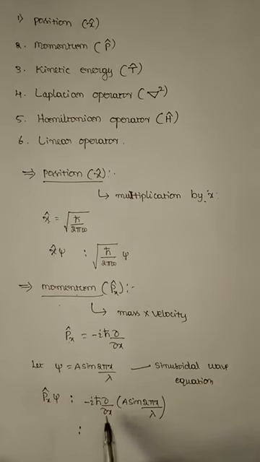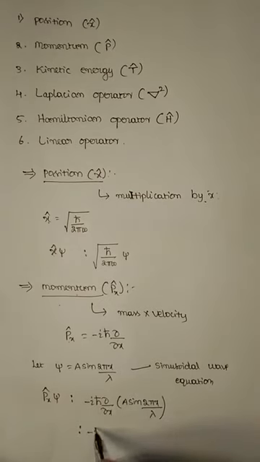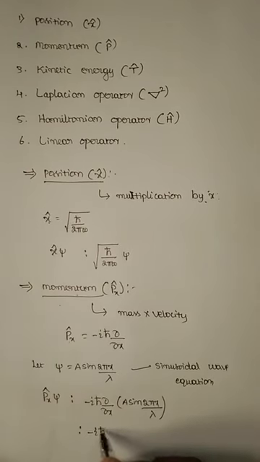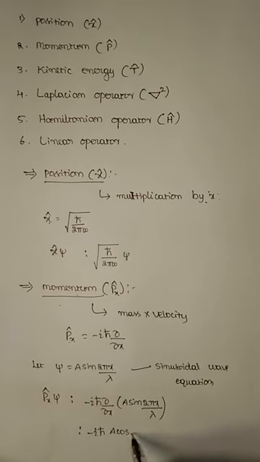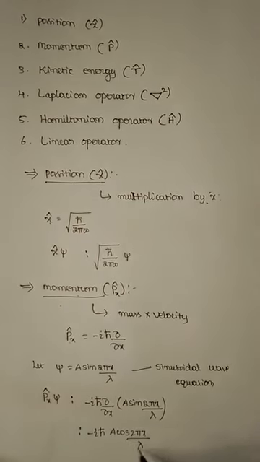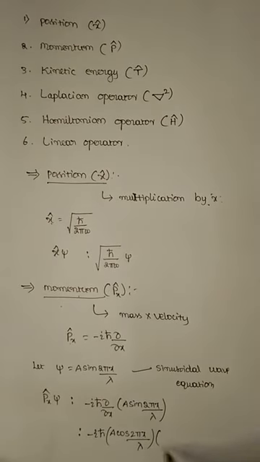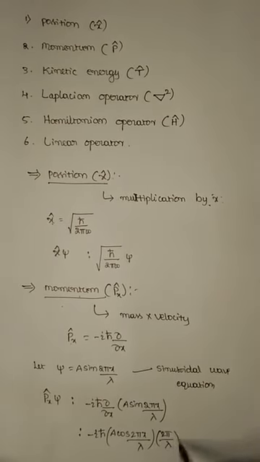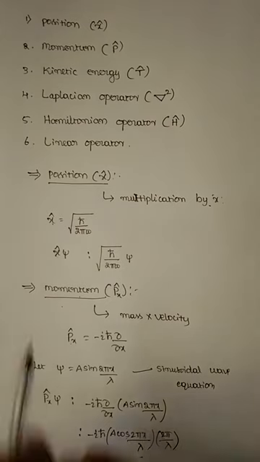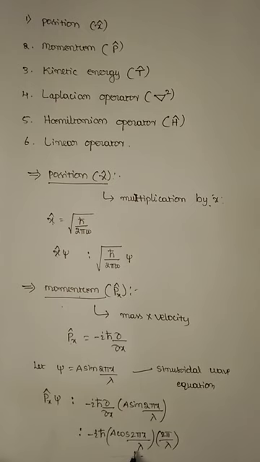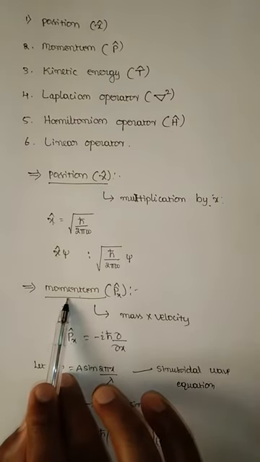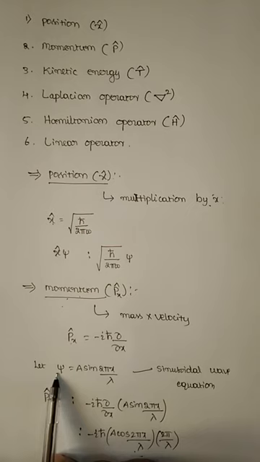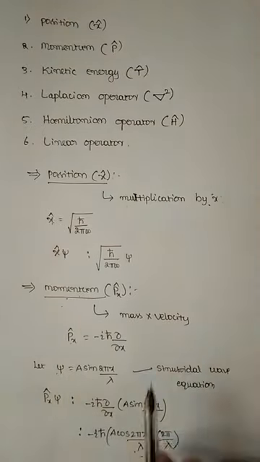So here we are performing the operation of differentiation on this particular function. Minus i h cross dou by dou x of a sine 2 pi x by lambda will be a cos 2 pi x by lambda over 2 pi by lambda. That is the complete result we obtain, the function we got when the momentum operator is performed on a function psi. And that's about position and momentum operators.